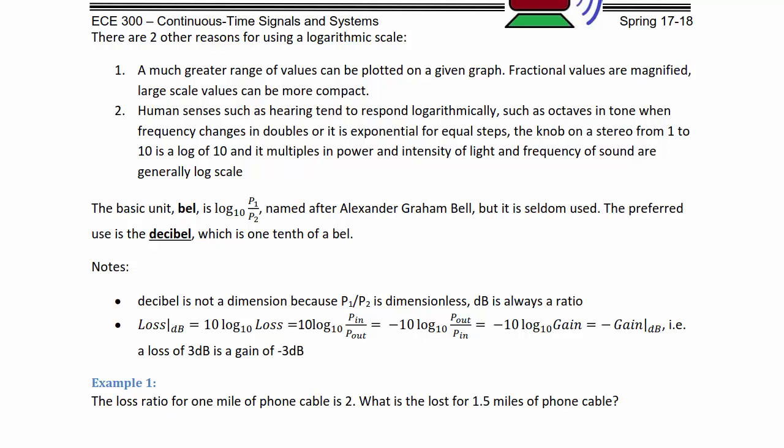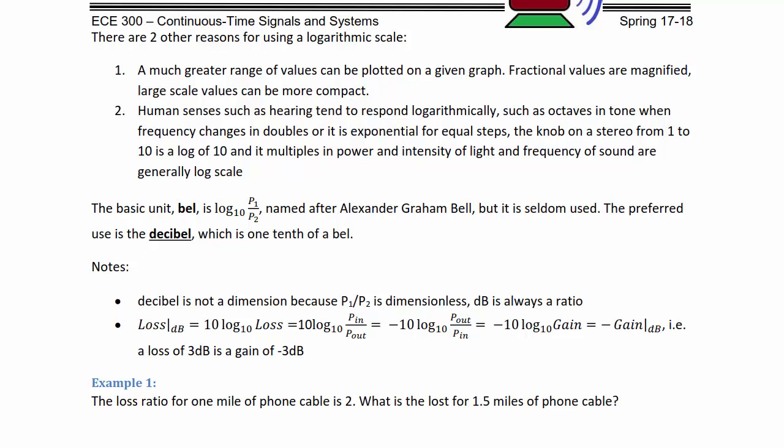The basic unit, the bel, is log base 10 of P1 over P2, named after Alexander Graham Bell, but is seldom used. The preferred use is the decibel, which is 1/10 of a bel. Decibel is not a dimension because P1 over P2 is dimensionless, so decibels is always a ratio.